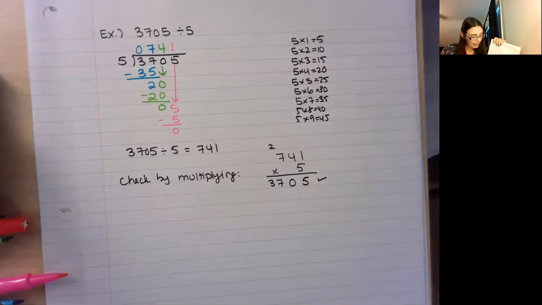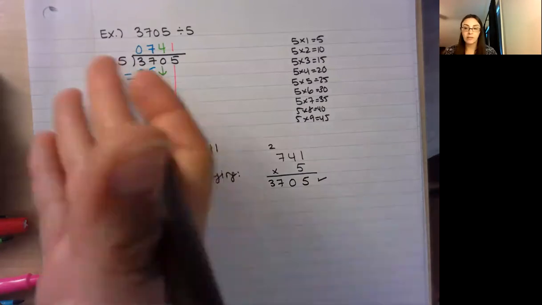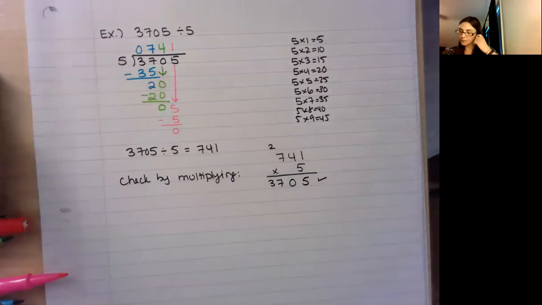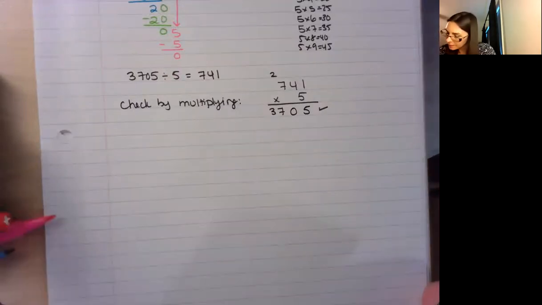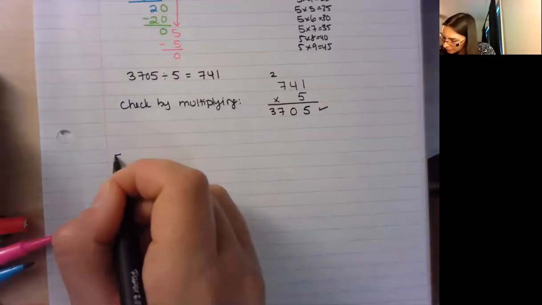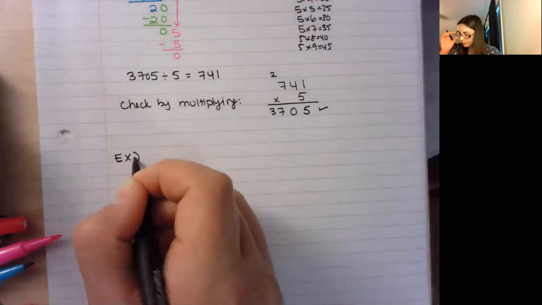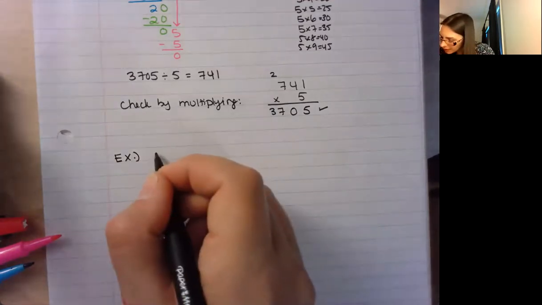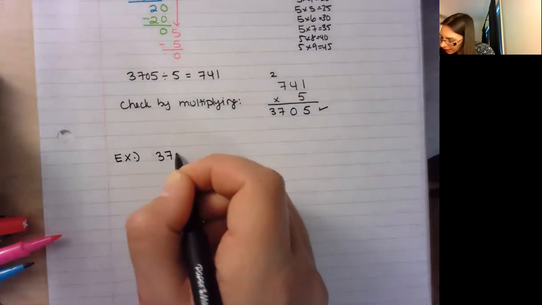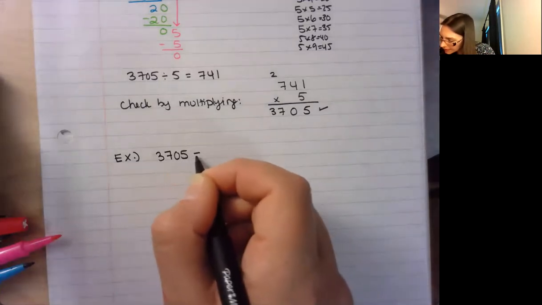Okay. Now, I do also want to talk about the fact that you could get remainders here, right? So not every answer comes out to be perfectly even in the end, right? We don't always get a 5, so you kind of have to see what's going to happen. So let's try another example. All right, so let's do the same 3,705, but this time I'm going to divide it by 6.